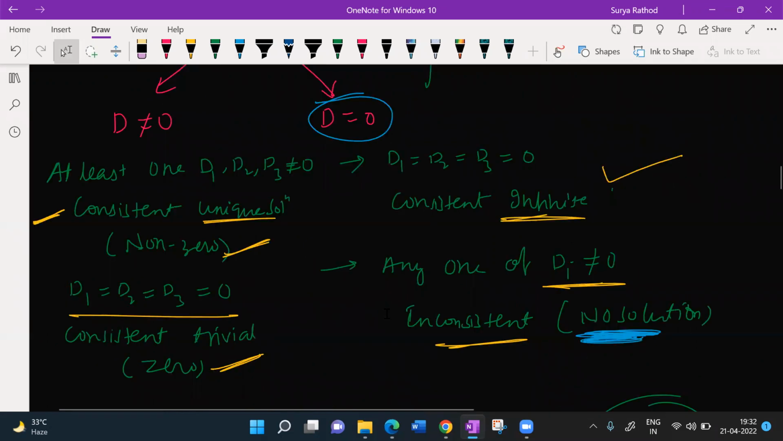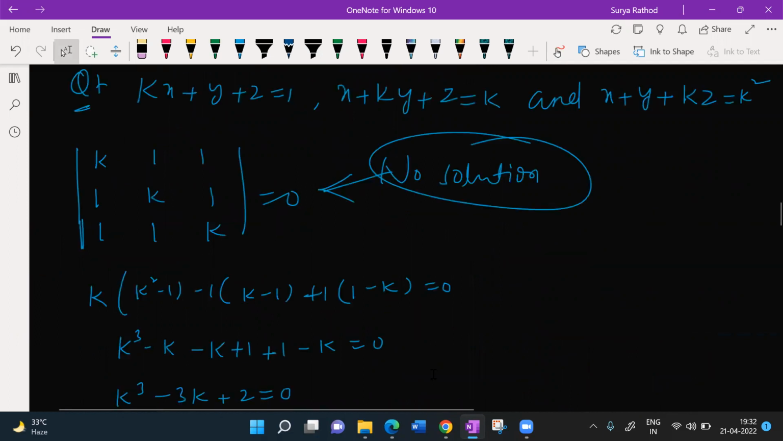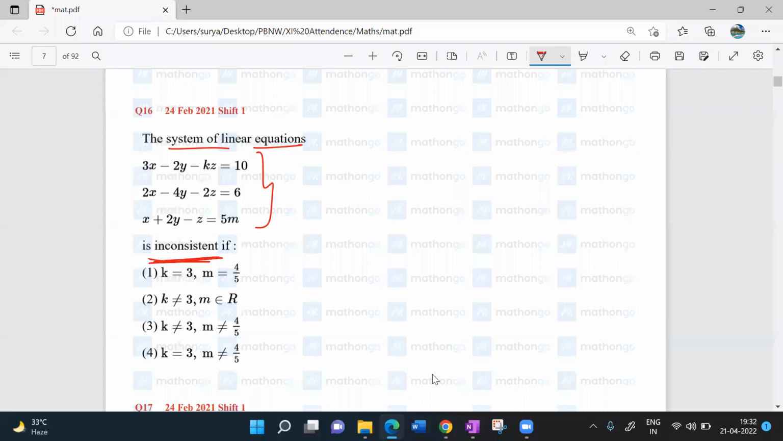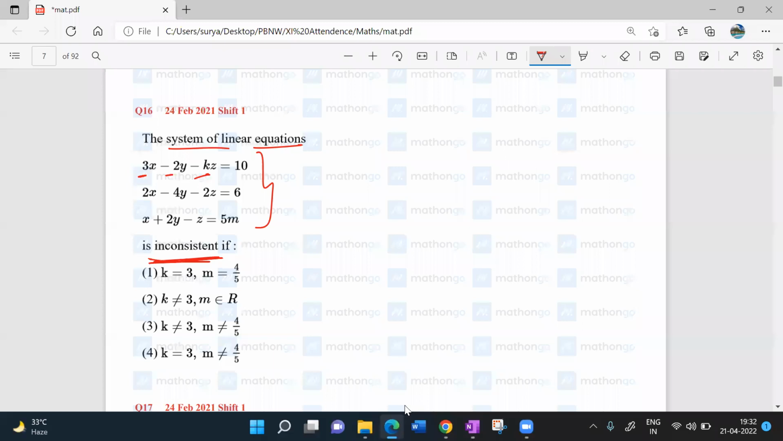Consistent, infinite, inconsistent. Okay, when determinant is equal to 0, I'm getting inconsistent, because here again the inconsistent solution I have under determinant is equal to 0. So let's make our determinant equal to 0. What is the question given to you? So what is the determinant here? So 3, minus 2, minus k. Okay, next 2, minus 4, minus 2.